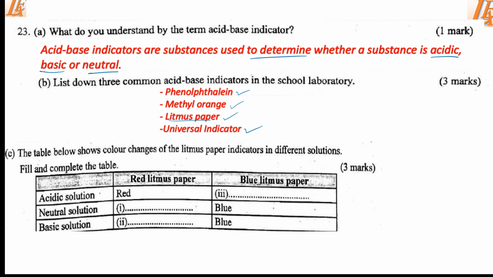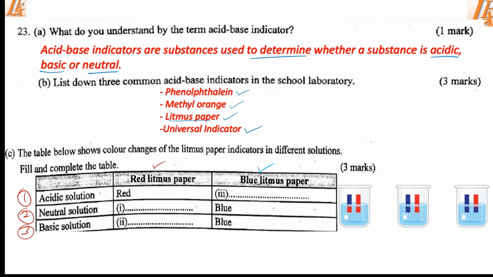Then question C, the table below shows color change of the litmus paper indicators in different solutions. The first one, we have an acidic solution. 2, we have a neutral solution. Then 3, we have a basic solution. So we have a red litmus paper here. Then we have a blue litmus paper here. So for us to answer this question, we need this diagram.